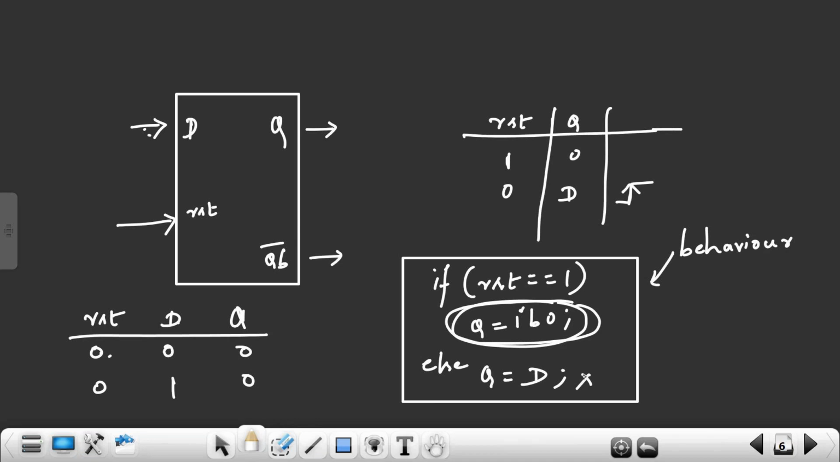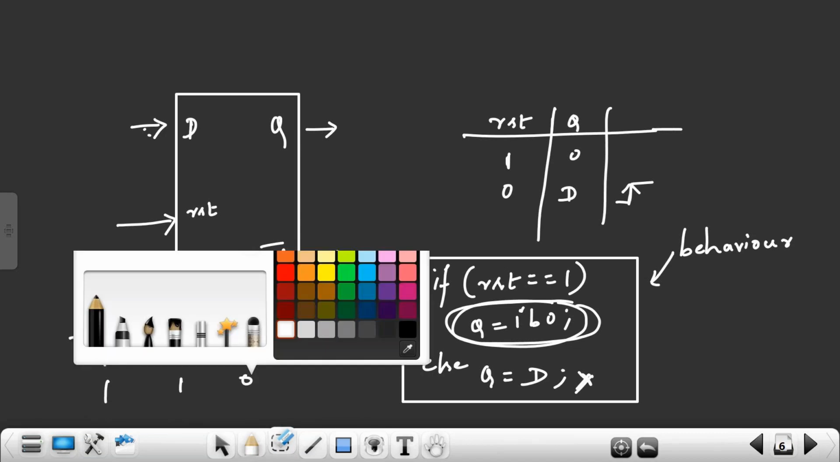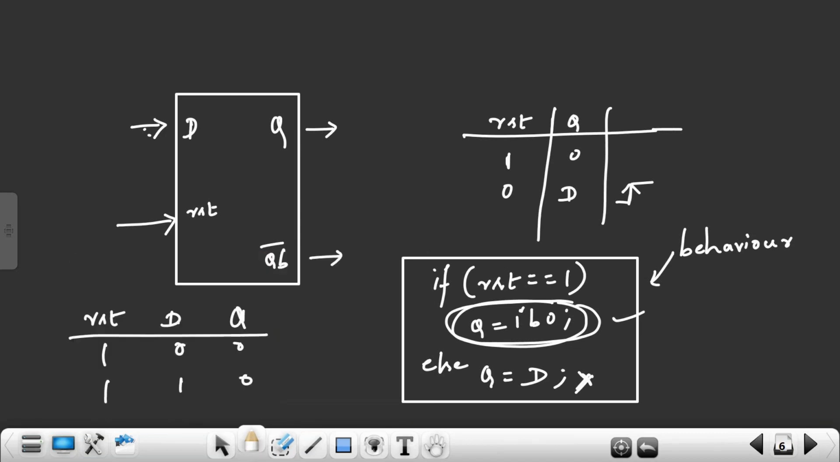Even to test this, what I should do? I should include 1, 0, 0. And I should also include 1, 1, 1. Okay, sorry, I wrote wrong. First I apply 1, 0, 0, 1, 1, 0. So now reset is only 1. If reset is 1, only the upper part is going to work. I made a mistake last time. So this part of code is never working.